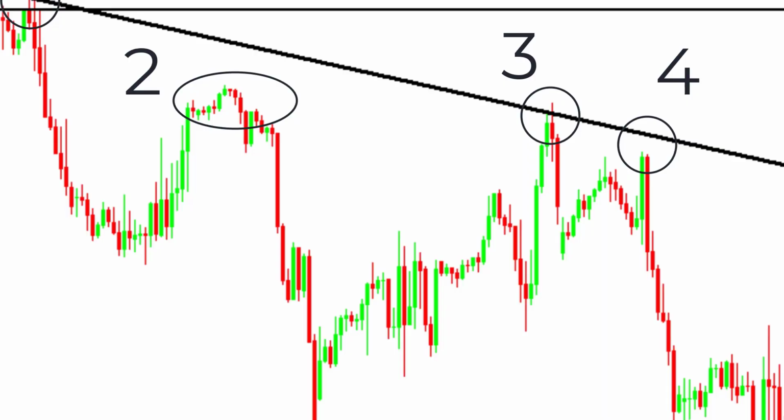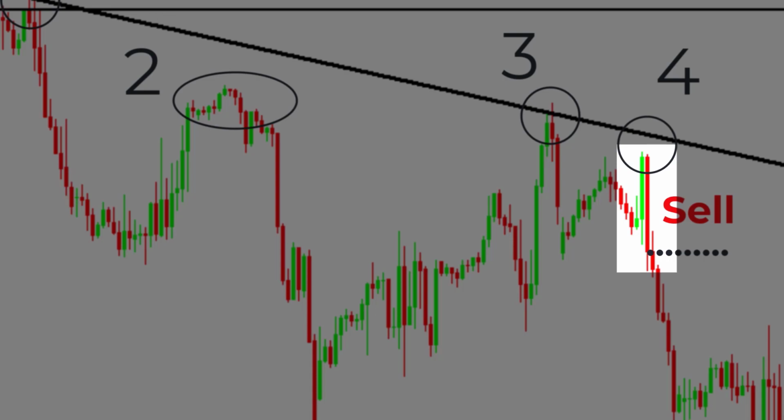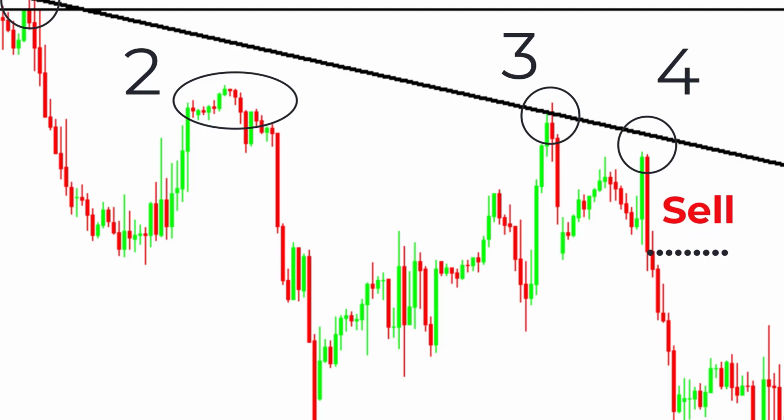Now back to the trendline chart. And the answer is: we sell at the close of the bearish engulfing candlestick. And the combination between the downtrend line and the bearish engulfing has given us a very strong sell signal.